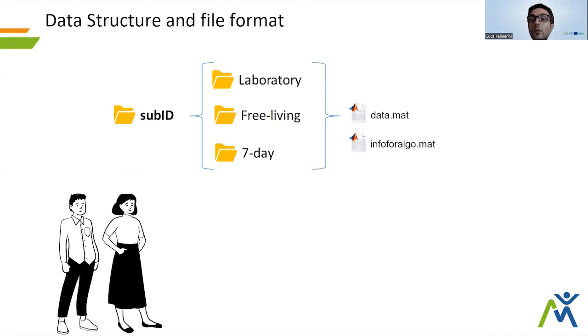And each of these folders contains a MATLAB file, data.mat, which contains the main information, so the accelerations, angular velocities, and so on, and a support file, info4algo.mat, which is a file with information for algorithm developers. So it contains information such as the presence of a mobility aid during the recorded test.